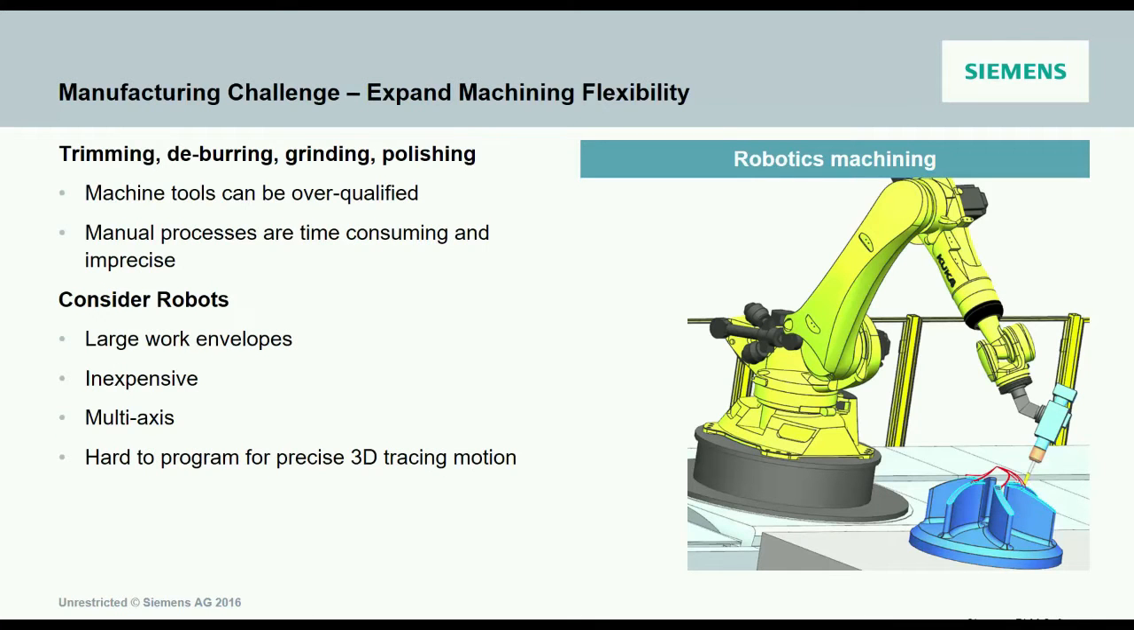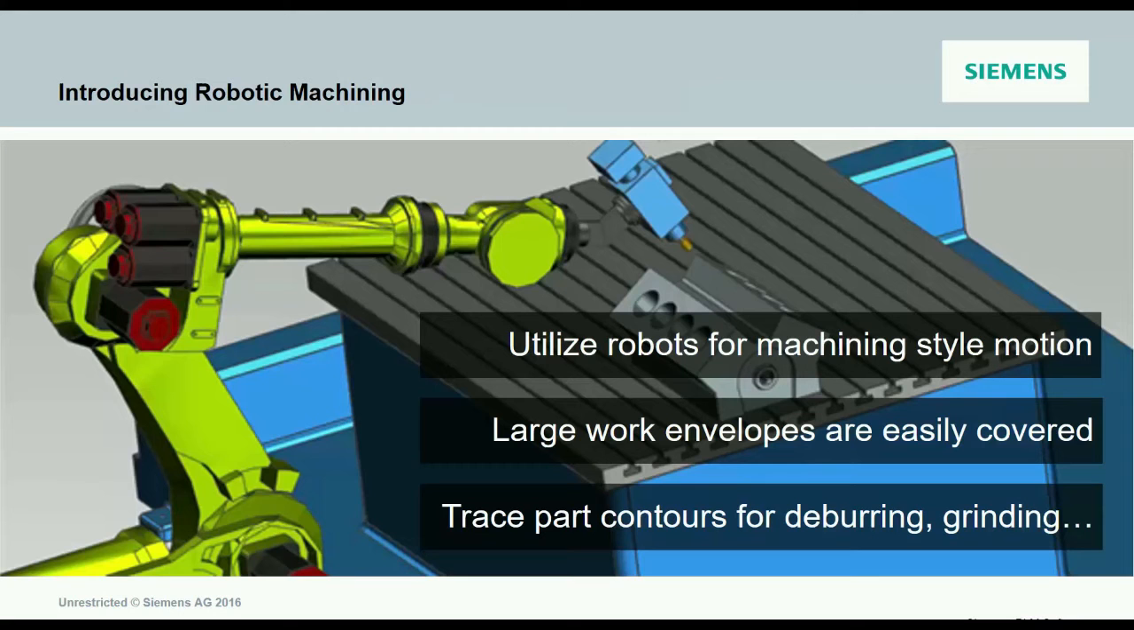So, a manufacturing challenge: expanding machining flexibility for things like trimming, deburring, grinding, and polishing. Machine tools can be overqualified to do these simple tasks, and manual processes are time-consuming and imprecise. So consider robots. They have a large work envelope. They're relatively inexpensive compared to multi-axis complex machining centers. They are multi-axis equipment. Most have 6+ axes. And they're typically hard to program for precise 3D tracing motions.